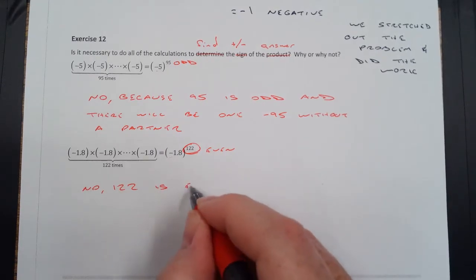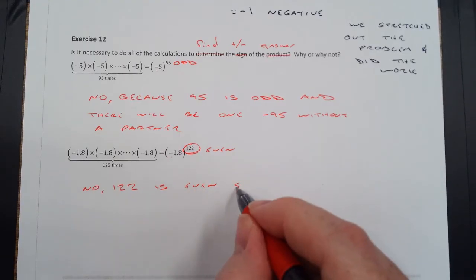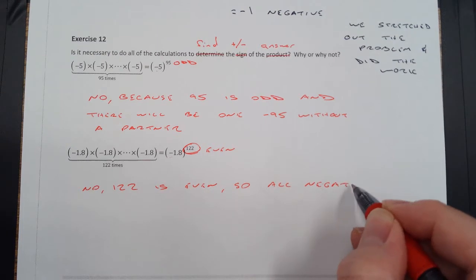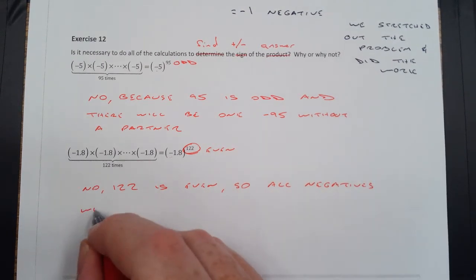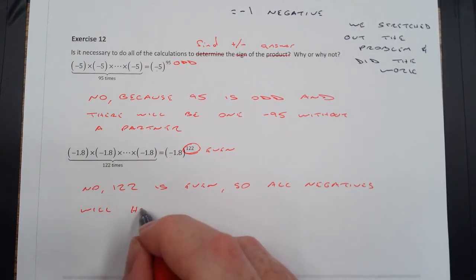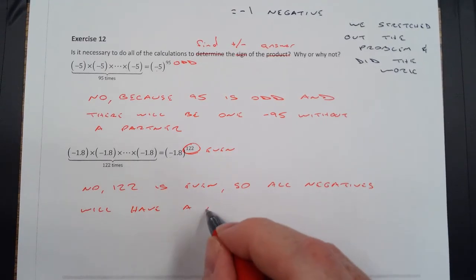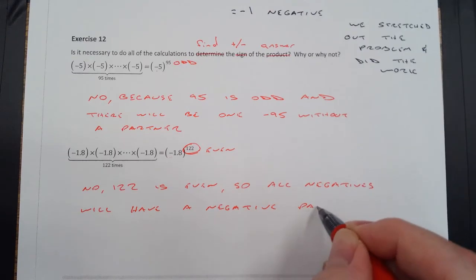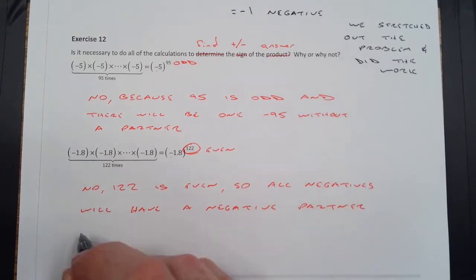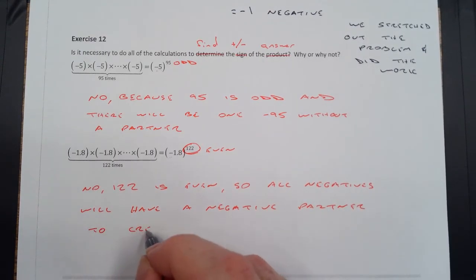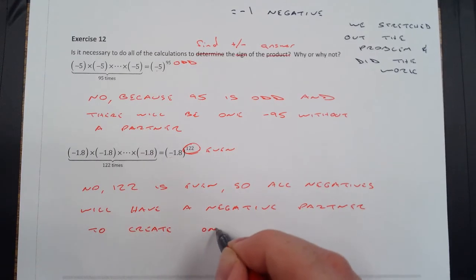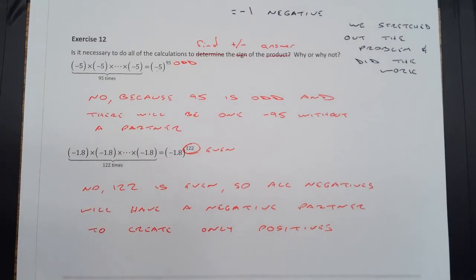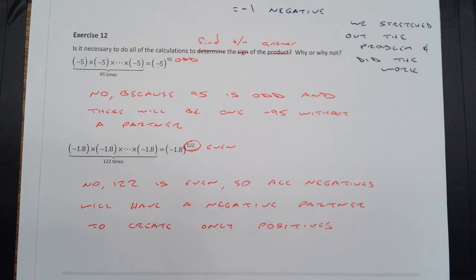122 is even, so all negatives will have a negative partner to cancel out, creating only positives. I hope that explanation makes sense to you.